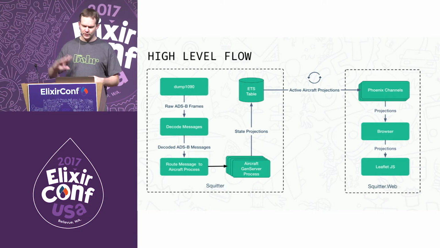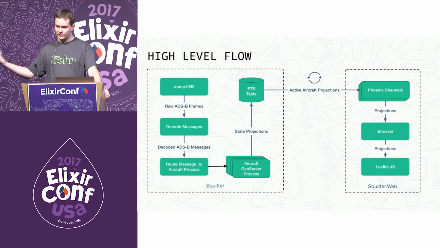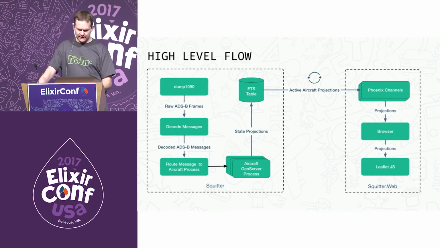And then that particular process will apply the rule for whatever type of message it happens to be, update its state, and at that point will push a view of its state into an ETS table that is keyed by that particular address. From there, I have channels basically on a clock cycle, just ticking, looking at that ETS table and pushing that state out to the browser. And then I wrote a small Leaflet.js application that projects all this stuff onto a map.